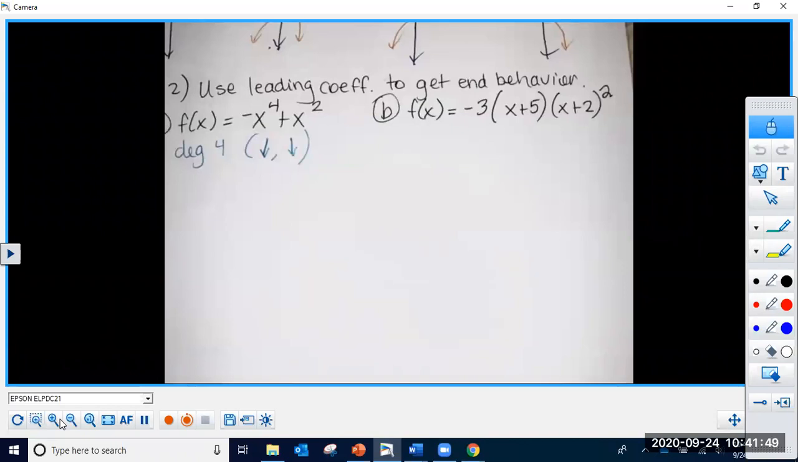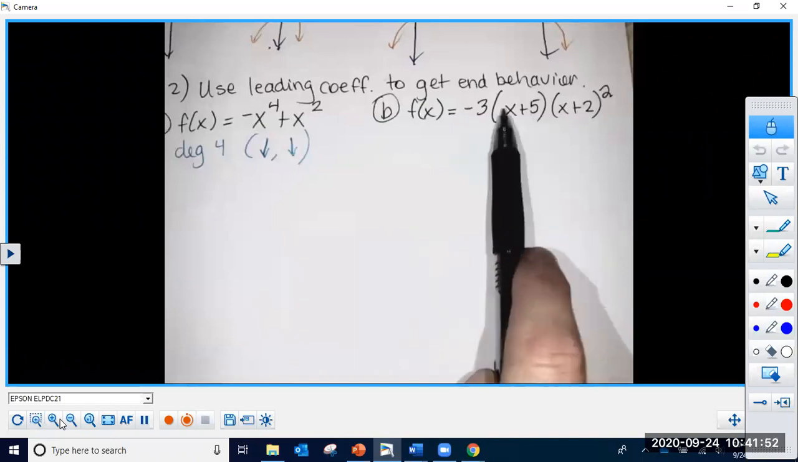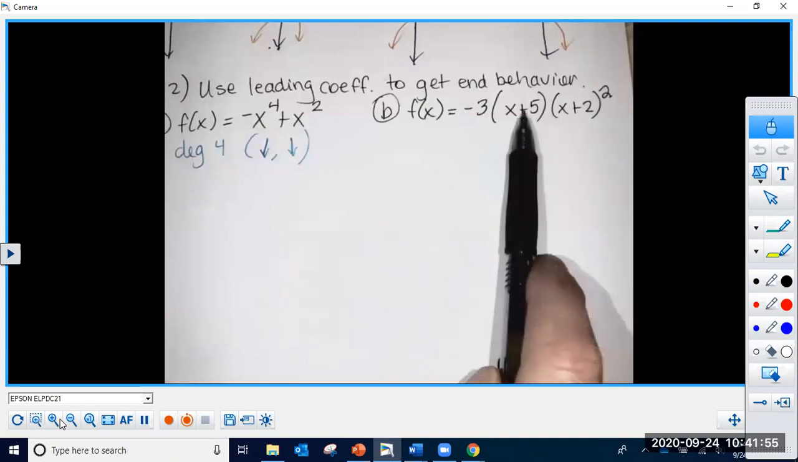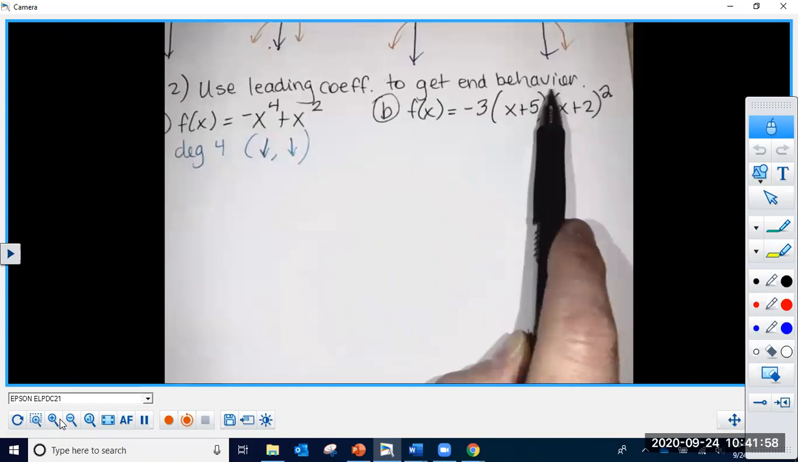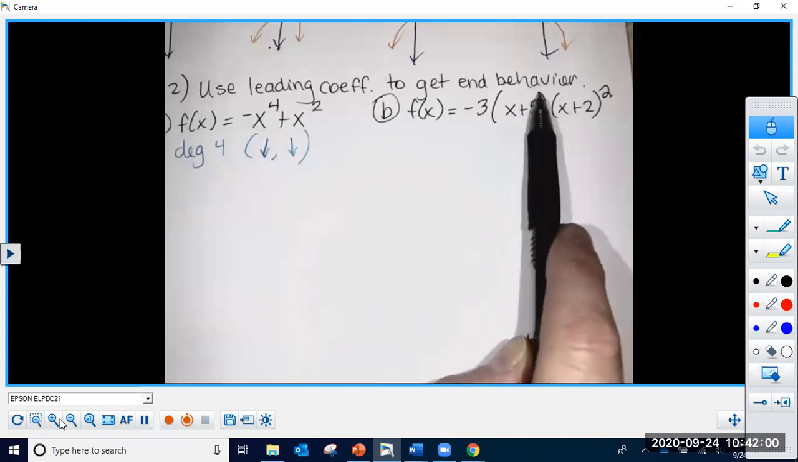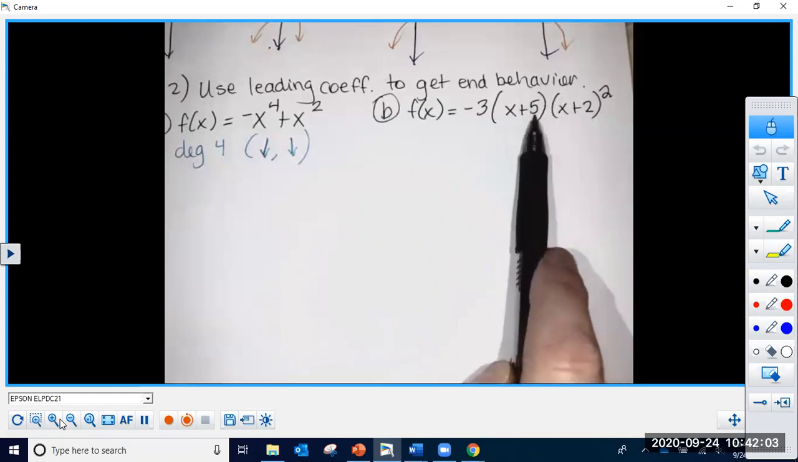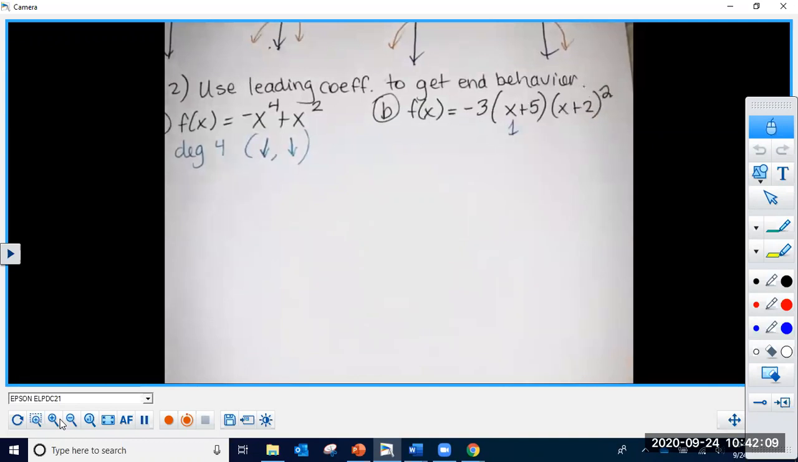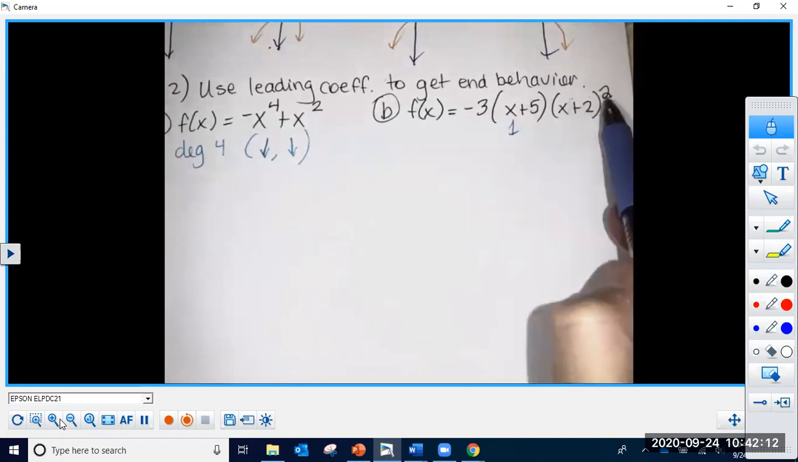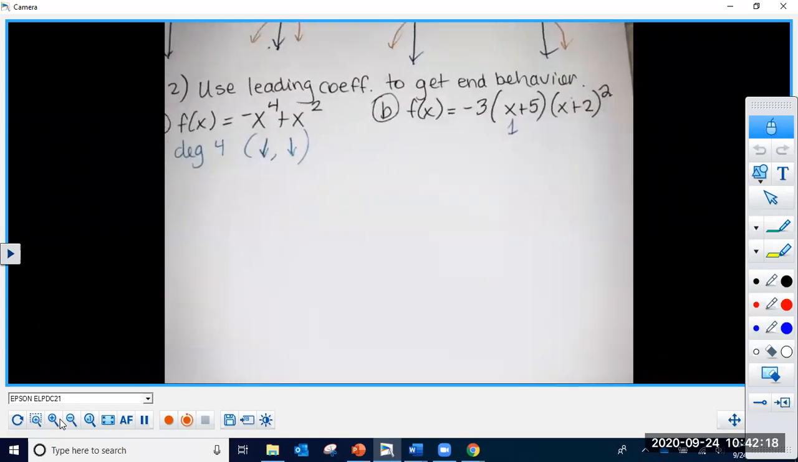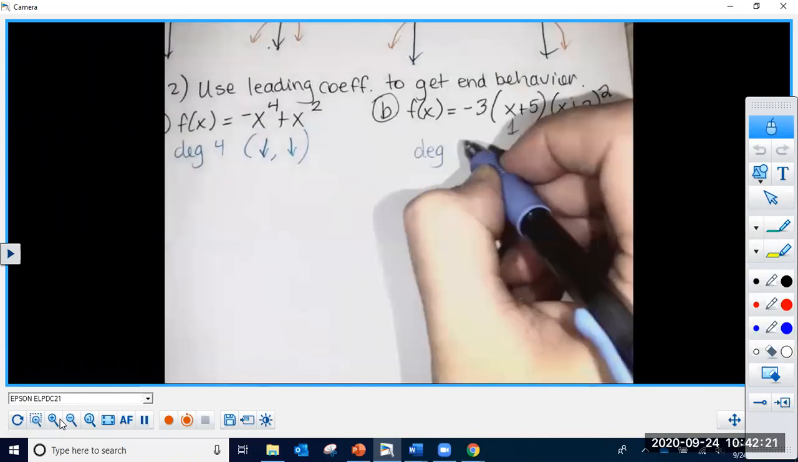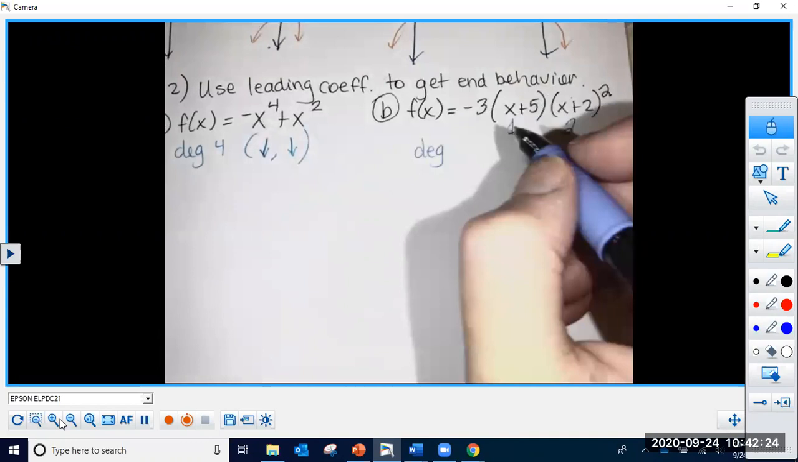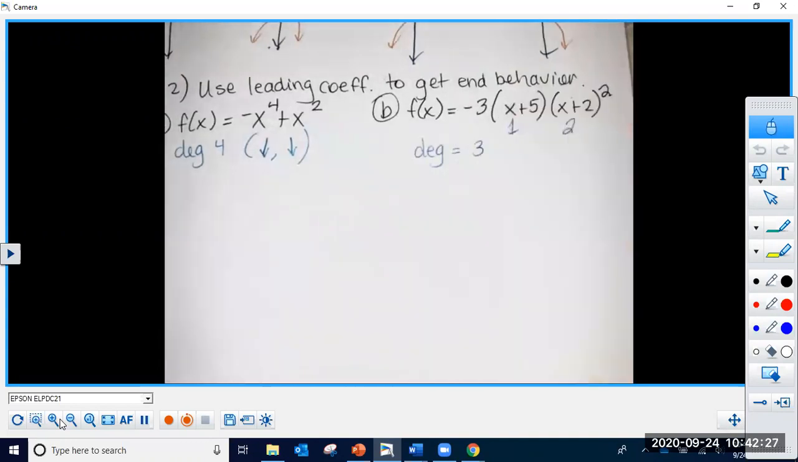Okay, so when it's in factored form, you have to go through every factor that contains a variable. So I need to look at this one, look at what it's raised to. So what's your degree here total? Good. Your degree is total of 1 for that particular part. My exponent of x is 1. For this part, it's raised to the second power. So what's your degree for this part? 2. So my degree total is 3. You just add those together. So my degree is 3.